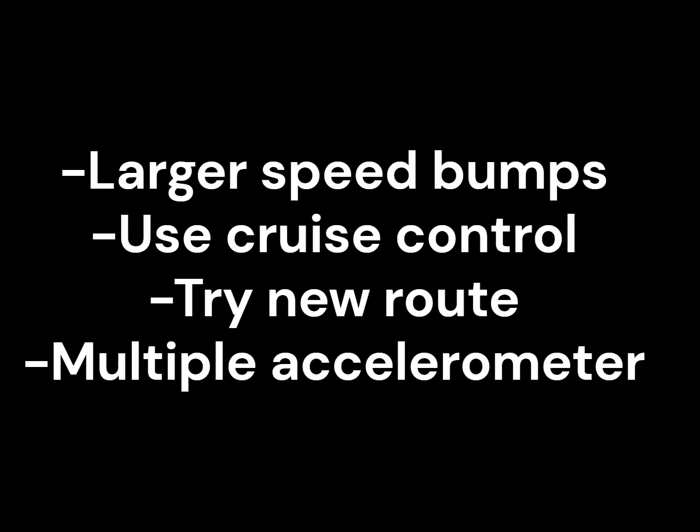So, in conclusion, our data wasn't the best. Here's some things we could have done to make it better. We could have gone over some larger speed bumps, maybe use cruise control to eliminate human error, try a new route. The route we chose for convenience, but the speed bumps down there weren't necessarily the best. And then maybe you could have multiple accelerometers around the car and compare what they measure.